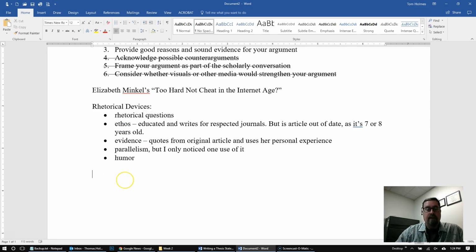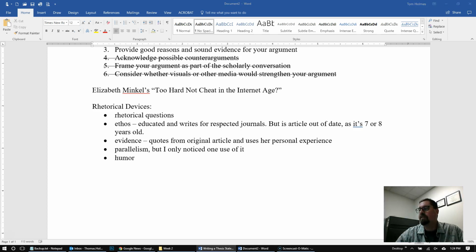So let's say you wrote your paper on questions, evidence, and humor. You decide to focus on those three rhetorical devices. And then you wrote your body paragraphs. You wrote a body paragraph about each one. And let's say that she used them all very well and it helped her argument overall.